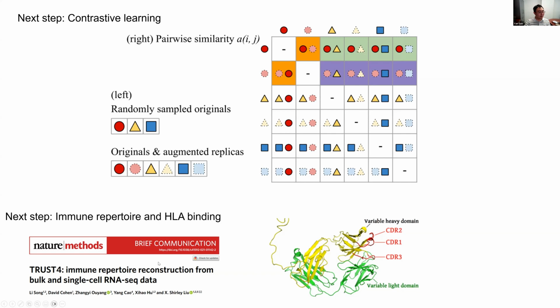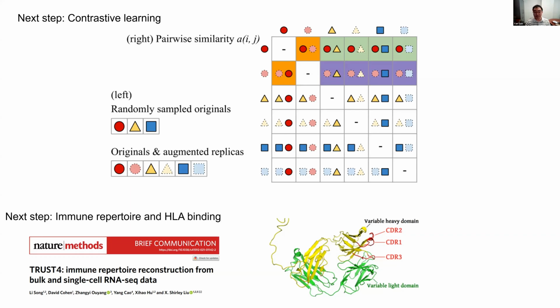Another one is this method by Shirley Liu called TRUST4. It can identify the immune repertoire sequence from single-cell RNA-seq data. Basically, it can identify the CDR1, 2, and 3, those are antigen-binding regions, in a patient. We can modify this to make it work on regular RNA-seq data, and then, for example, for the multiple sclerosis patients, we can identify their sequences. Then we can look at their HLA binding potential with those specific sequences, and correlate it to their treatment response and that kind of stuff.